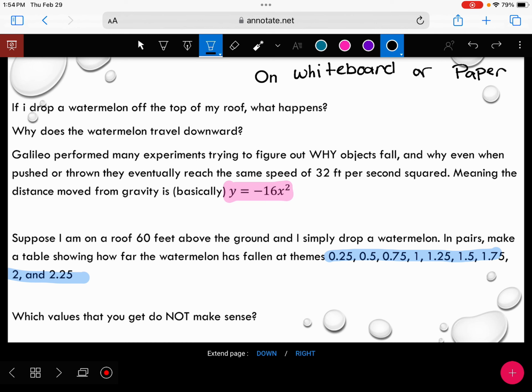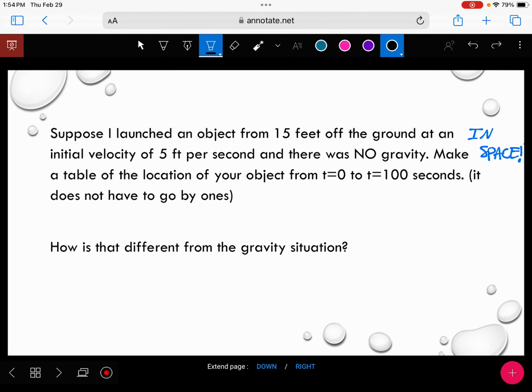So we're going to look at another piece here. Now I'm going to go to space. Let's say I'm on the moon, and I'm going to drop my marker. Gravity does not hold there. I'm going to be 15 feet. We are 15 feet off of whatever surface here.